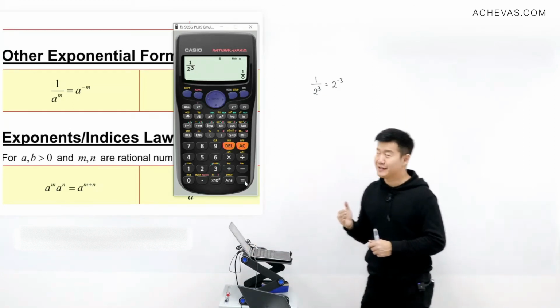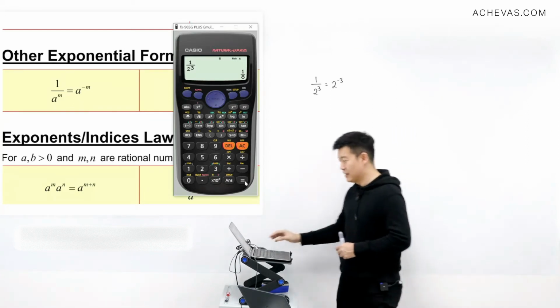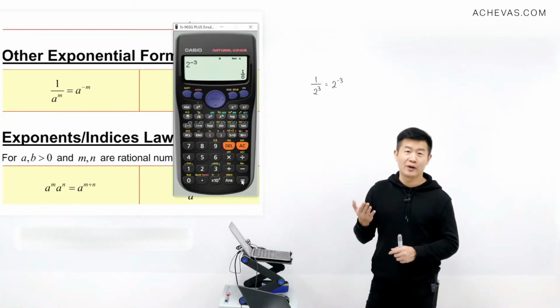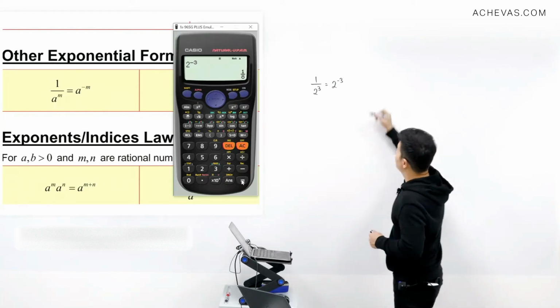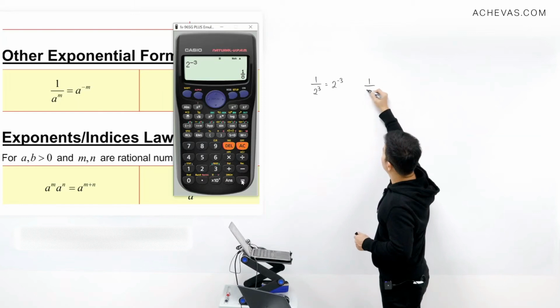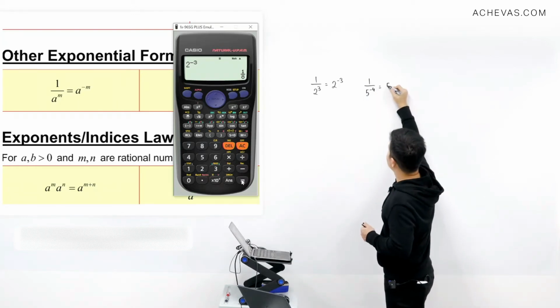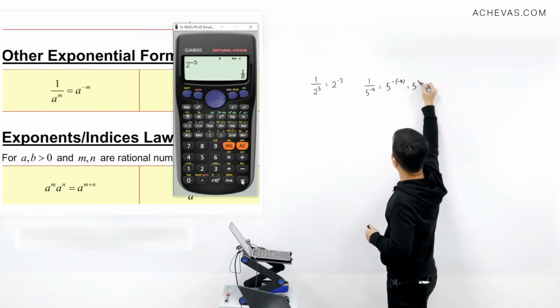Let's see whether this is going to be true if I press it as 2 to the power of minus 3. So let's try 2 to the power of minus 3. This is equal to 1 over 8. So yeah, they are the same. Let me give you a few more examples. Let's say I have 1 over 5 to the power of minus 4. This is the same as 5 to the power of 4.